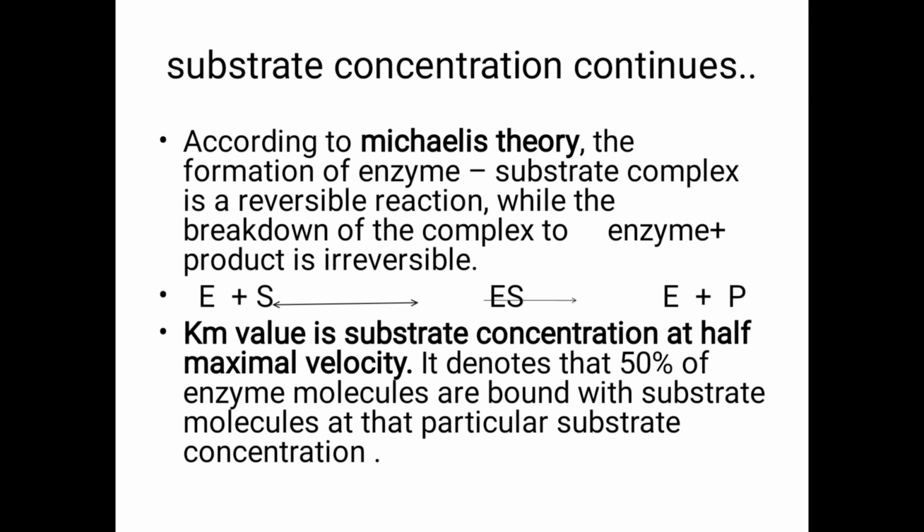So what is Km value? Remember that Km is a constant. Km value is the substrate concentration at half maximum velocity. You have to read this 3-4 times, split it and read, you will understand. Km value is the substrate concentration at half maximum velocity.